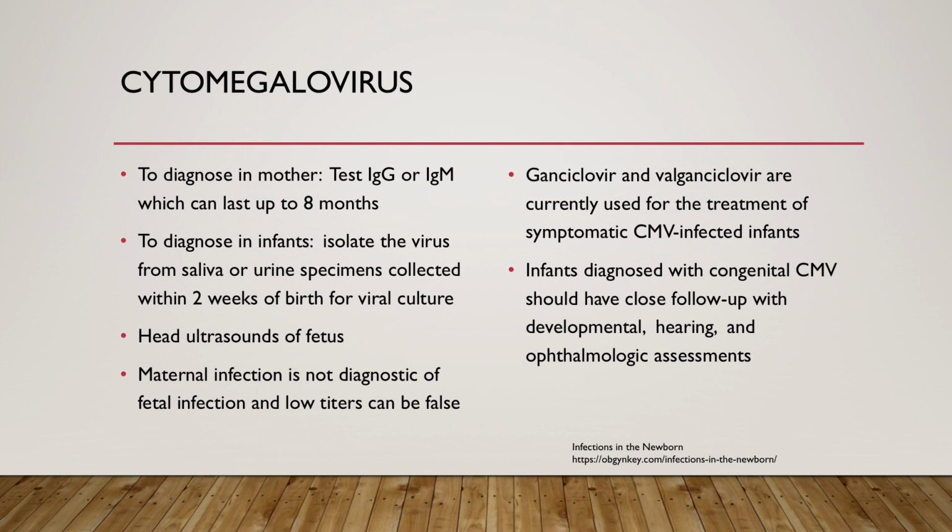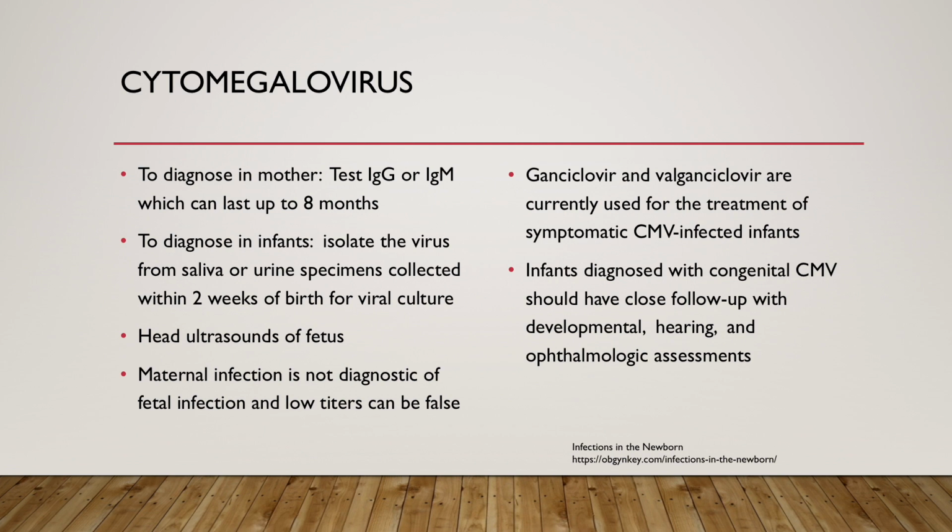To diagnose CMV in an infant, you can isolate the virus from saliva or urine specimens within 2 weeks of birth for viral culture. You will want to do this within 2 weeks because you cannot be sure if it was a maternal to child transmission.